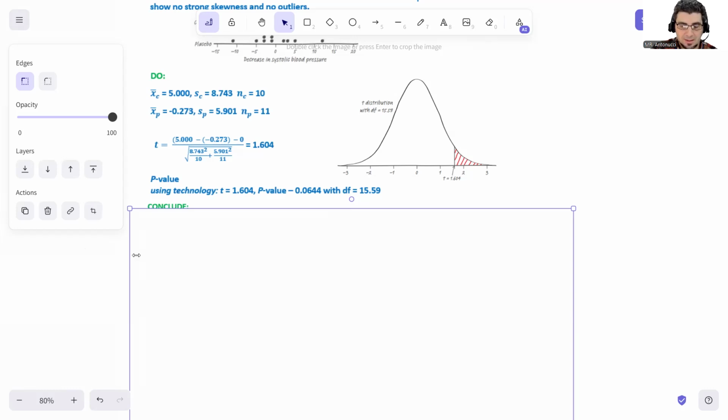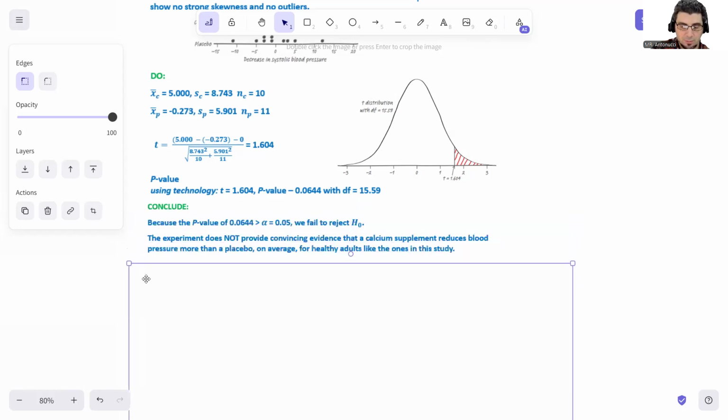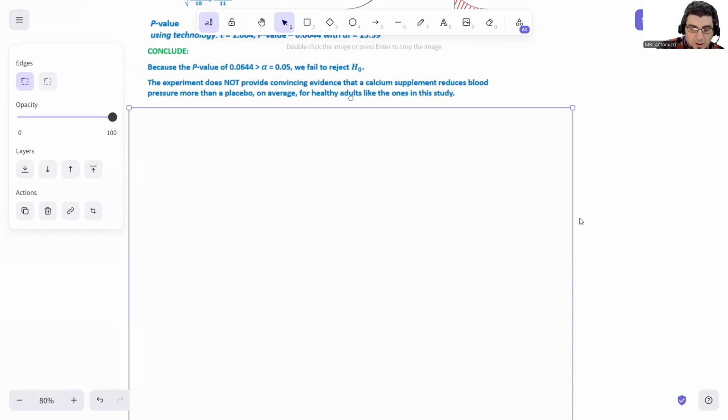Last thing is our conclusion. Because the p-value of 0.0644 is greater than our significance level, we fail to reject the null. This experiment does not provide convincing evidence that the calcium supplement reduces blood pressure more than a placebo on average for healthy adults like the ones in this study.